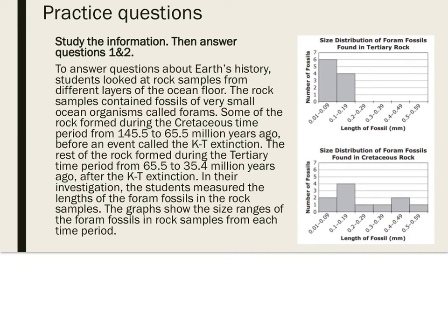And then down here on this graph, you've got the size distribution of foram fossils found in the Cretaceous rock. So same thing, down on your x-axis, you have the length of the fossil in millimeters and the number of fossils on the y-axis. Okay, something that stands out. You've got all sorts of different lengths of fossils in the Cretaceous rock. You've got 2 of this length that's pretty small. You've got 4 of this length that's still pretty small. You have 1 of the little bit larger length in fossils. All right, so remember that information and let's answer some questions over it.